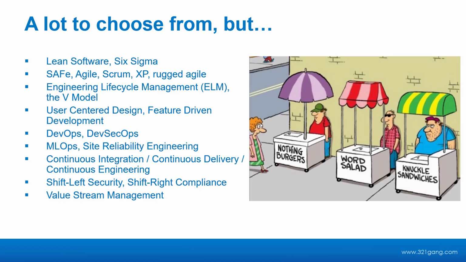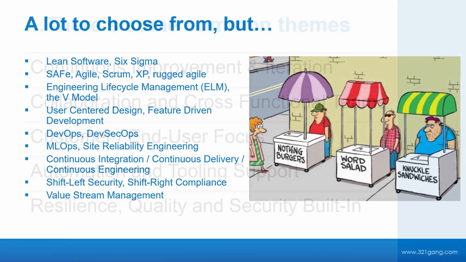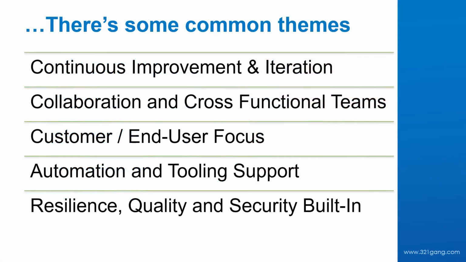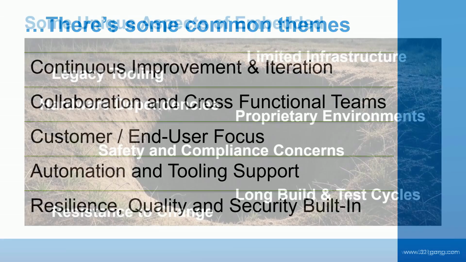There are a lot of development frameworks out there: Agile, Safe, Scrum, Lean, DevOps, MLOps, and more. Despite all the variations, they share a few common goals: faster delivery, higher quality, and better alignment between teams. CI/CD is a big part of achieving those goals. And even though it's often associated with cloud and web development, it can absolutely help embedded teams too.